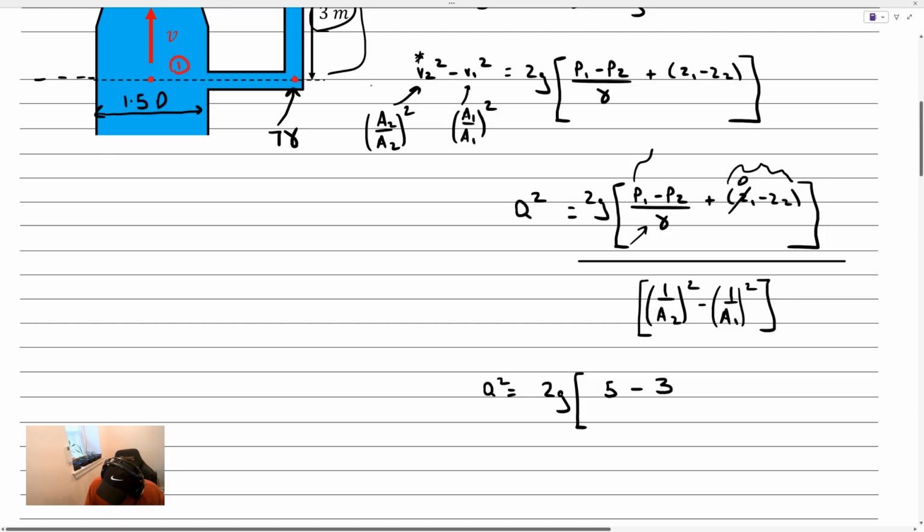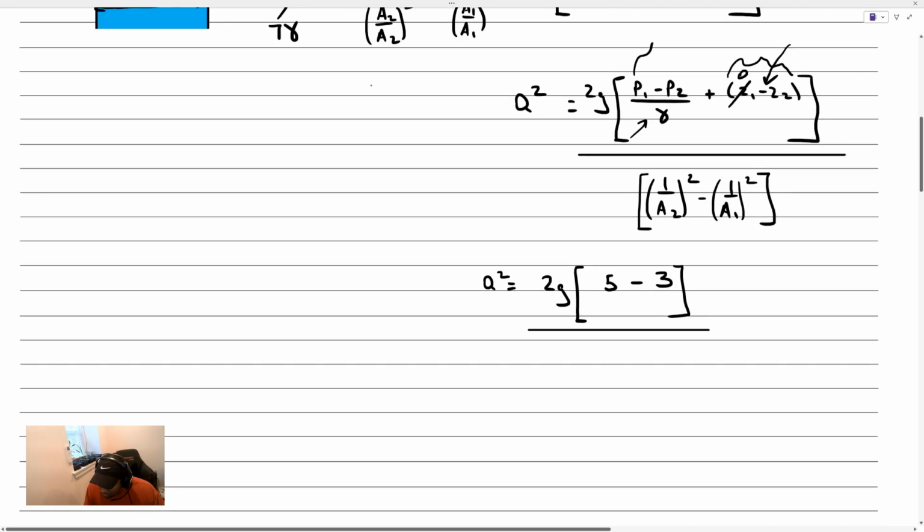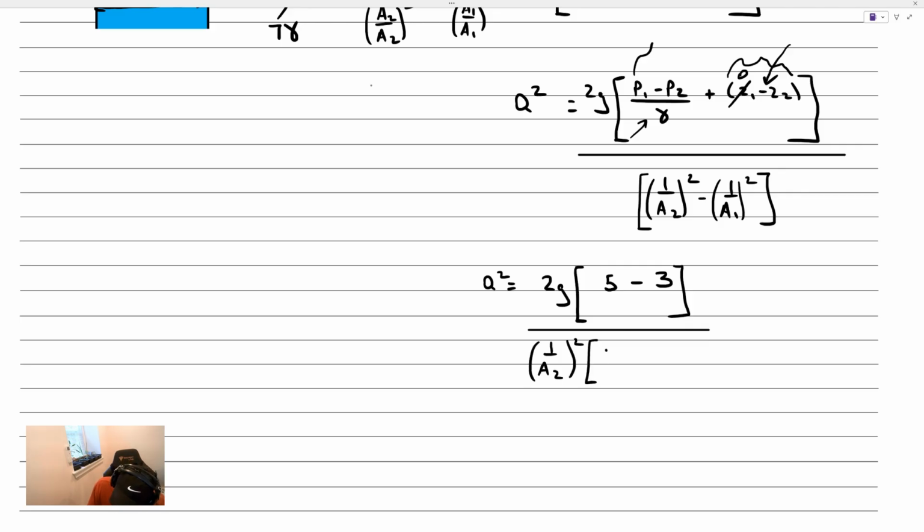Remember that was 3 meters. And it's subtract because this is this minus sign right here. We have a 5 minus 3 term. That ends up being a 2. And then what I like to do for the denominator is write it in terms of non-dimensional ratios. So if we factor out a 1 over A2 term in the denominator, what I get is a 1 minus an A2 over A1 squared term right here.